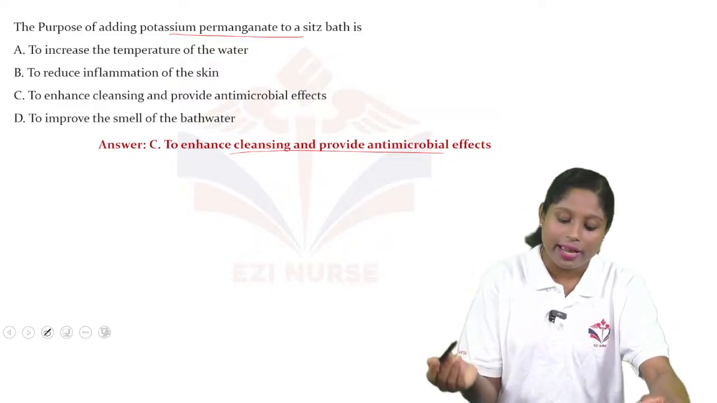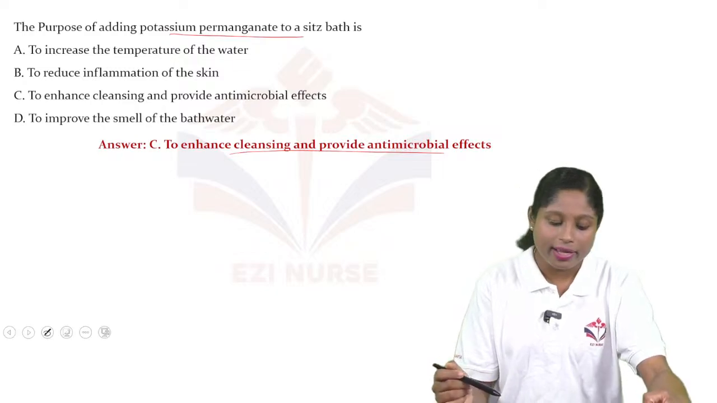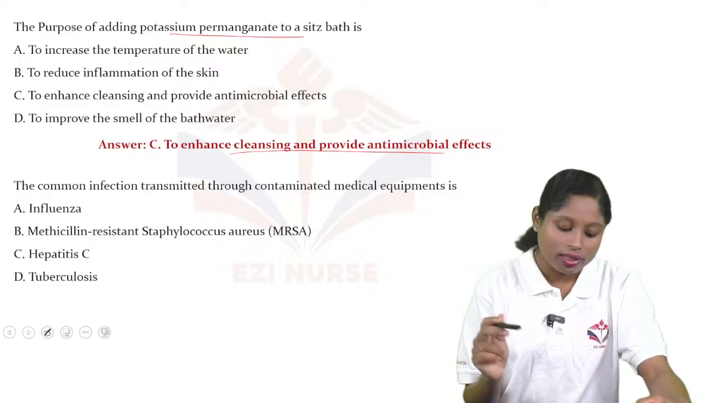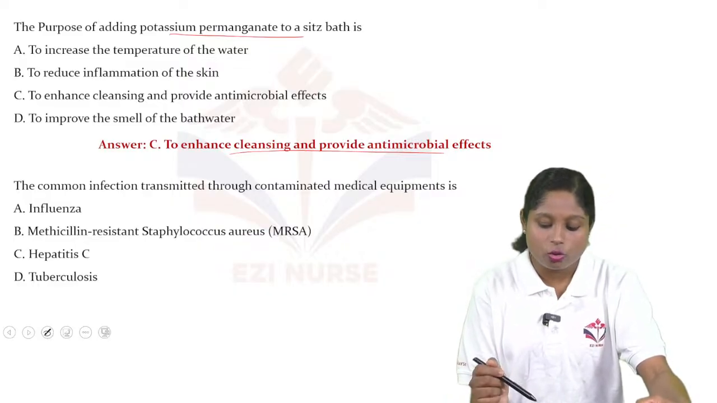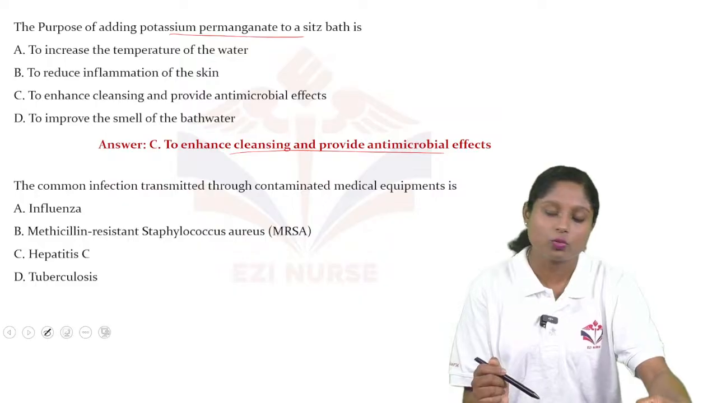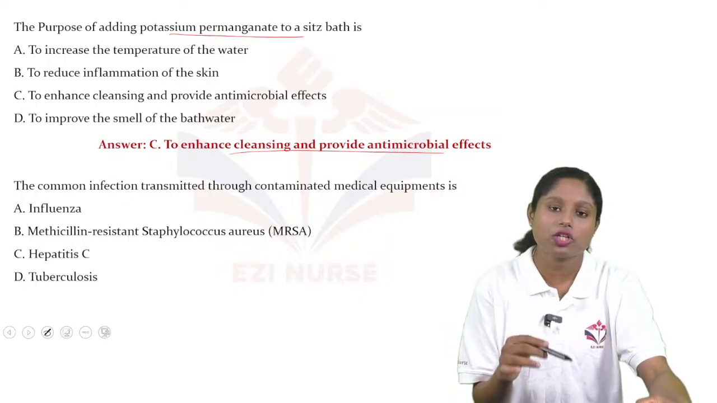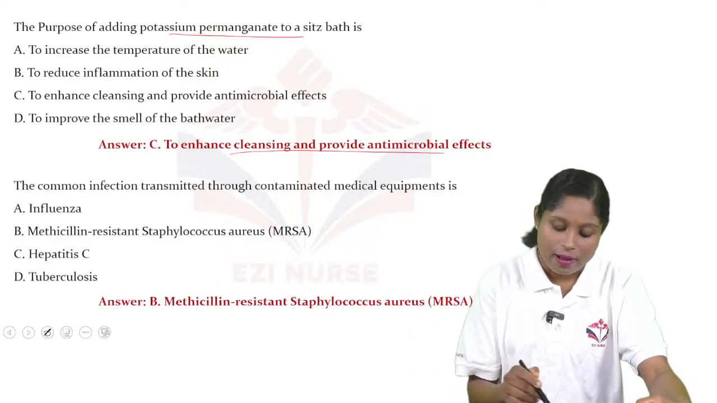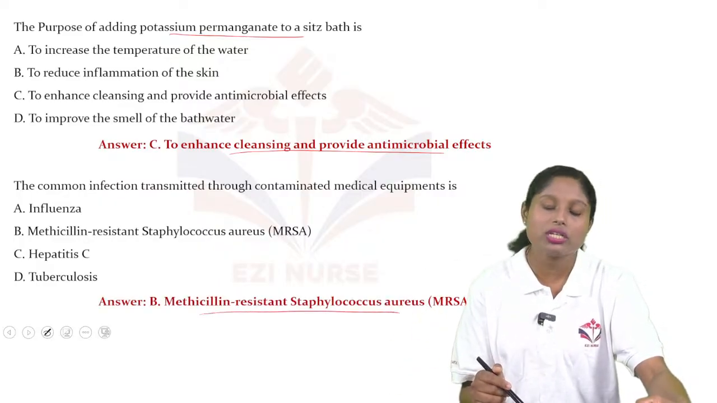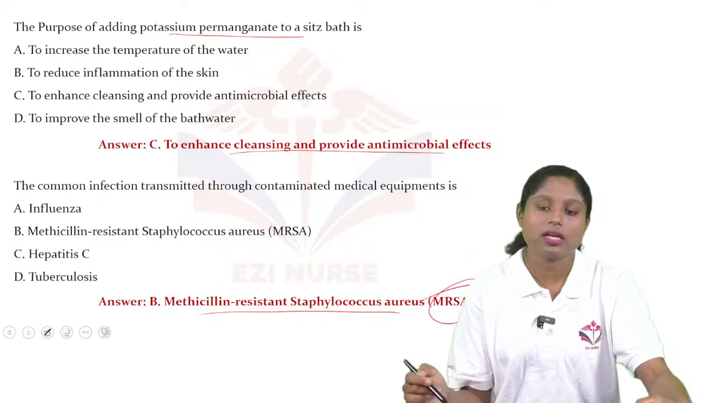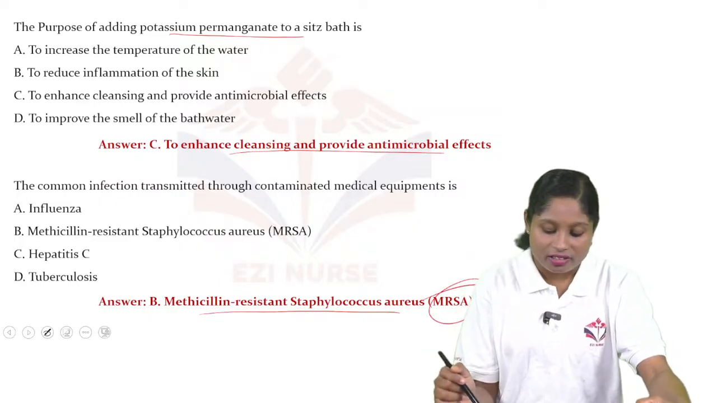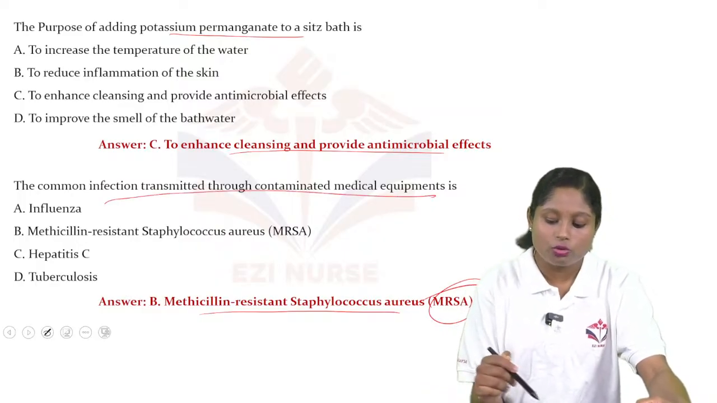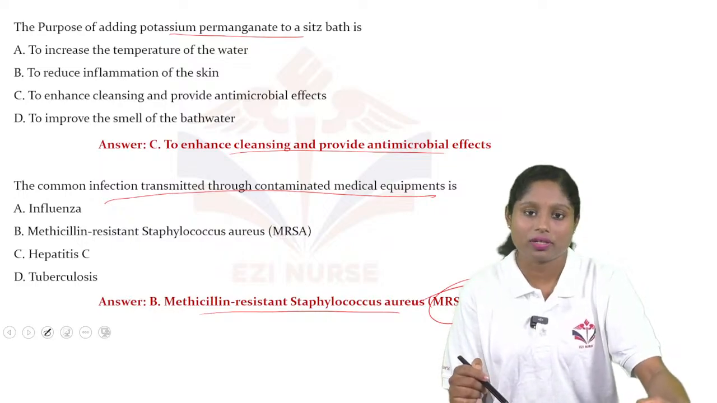So it will help enhancing cleansing and also provide antimicrobial effects. Next important MCQ: the common infection transmitted through contaminated medical equipment is. What is the main common infection transmitted from contaminated medical equipment used on one patient to another patient? It is methicillin resistant Staphylococcus aureus, also MRSA. What is MRSA? Methicillin resistant Staphylococcus aureus. So it's a common infection transmitted through contaminated medical equipment.